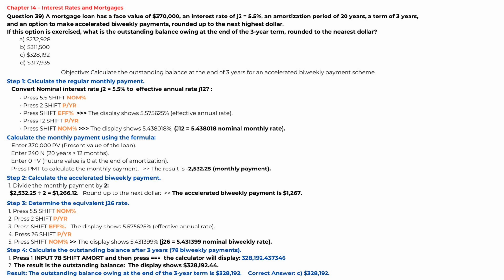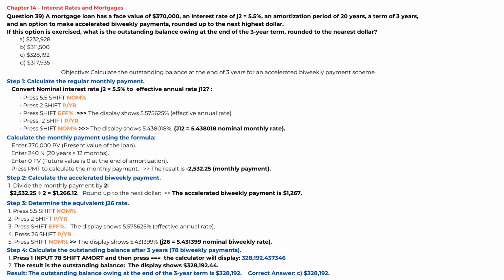To solve for the outstanding balance owing at the end of the term, first determine the monthly payment under the loan. Take one half of that monthly payment as the accelerated payment. Then change the interest rate to an equivalent J26 rate, and using one half of the regular monthly payment, solve for the outstanding balance at the end of the term.